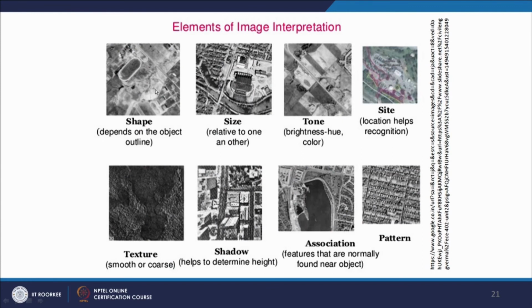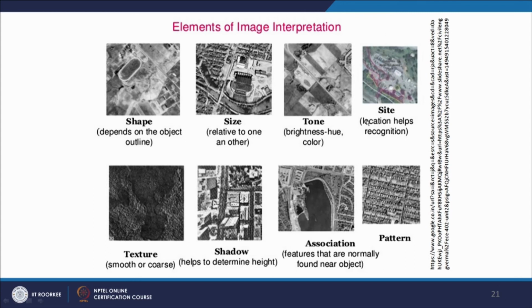Or if I am seeing a golf course, then I will see a different type of shapes and greens and holes and other things. The size also matters. Size depends on scale, but still in a relative sense it matters. Then tone, dark tone, light tone, depending on which channel I am using. So the vegetation in the visible channel will appear in dark tone, whereas vegetation in the infrared channel will appear brighter. So that depends on the band.